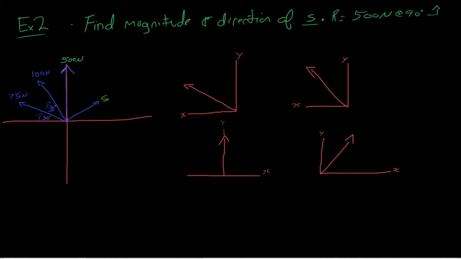So in our previous examples, we had to find the resultant. Well, in this example, the resultant is given, and we have to find this one single force that makes up this resultant of 500 newtons.